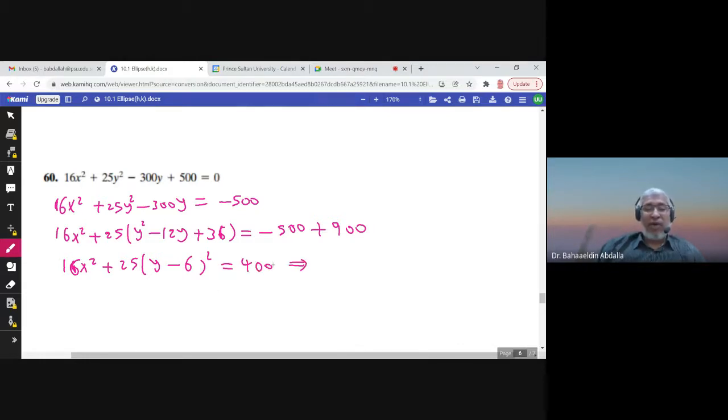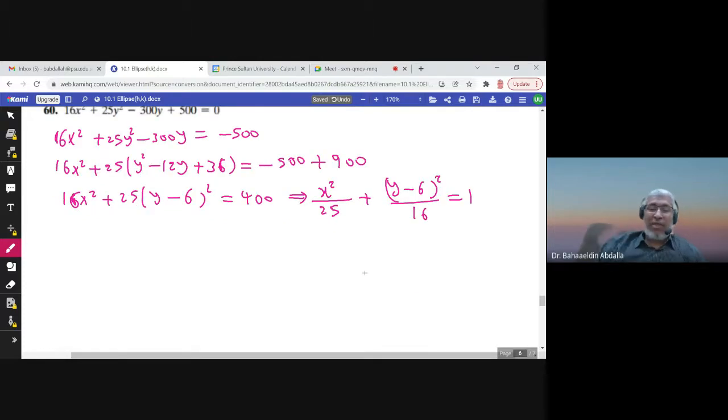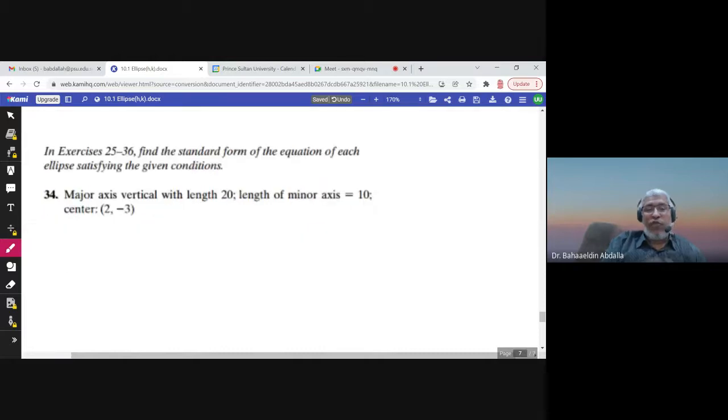Now divide by 400. 400 over 16 is 25, and over 16 equals 1. The center is 0, 6. Go 5 units right, 5 units left, 4 units up, 4 units down. Sketch the graph. It's a horizontal ellipse, and locate the foci.